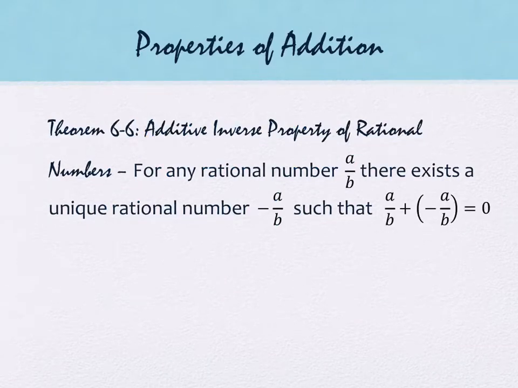One of the properties of all integers that we saw back in chapter 5, for those of you who've been with me through number theory, is this idea of an inverse. And it works for all rational numbers as well. We're talking specifically here about an additive inverse. For any rational number a over b, there exists a unique rational number negative a over b, such that when you add them together, you get 0.